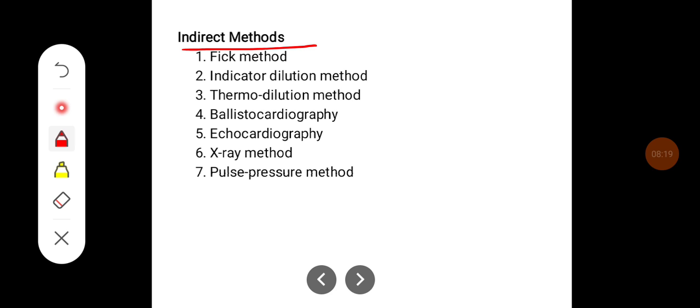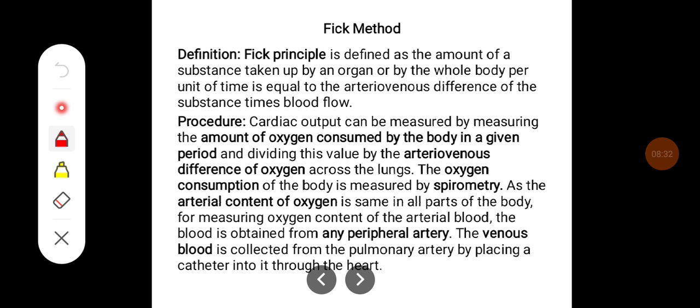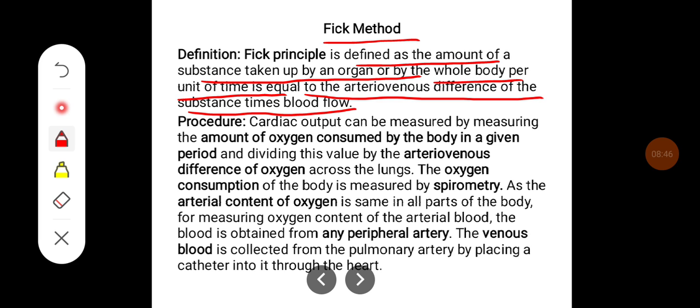Some of the indirect methods of measurement of cardiac output are Fick method, indicator dilution method, thermodilution method, ballistocardiography, echocardiography, X-ray method, and pulse pressure method. Fick method. Fick principle is defined as the amount of substance taken up by any organ or by whole body per unit time is equal to the arteriovenous difference of substance times blood flow.